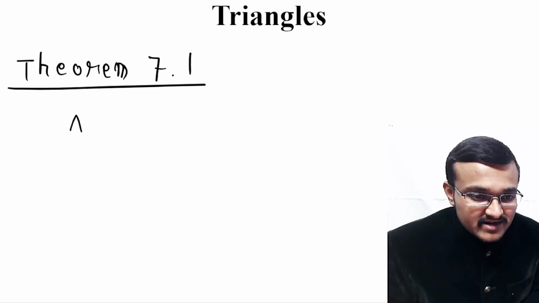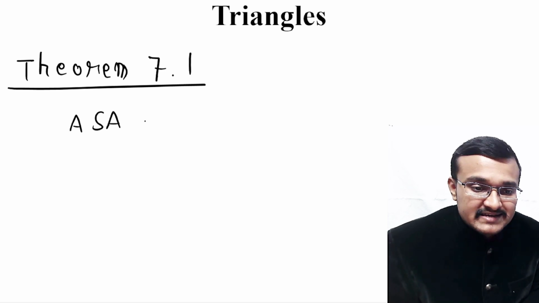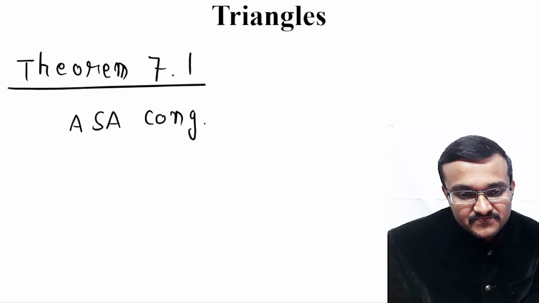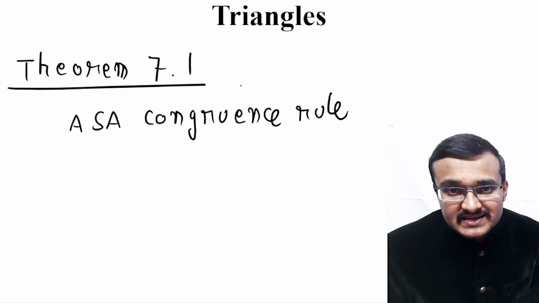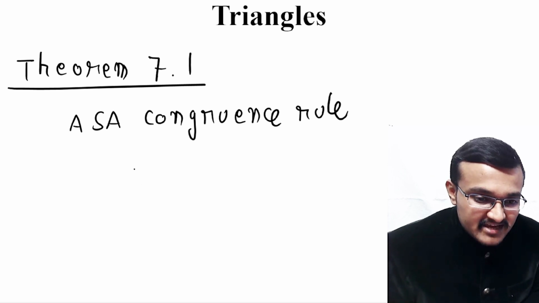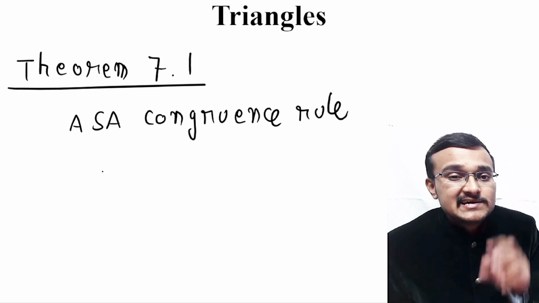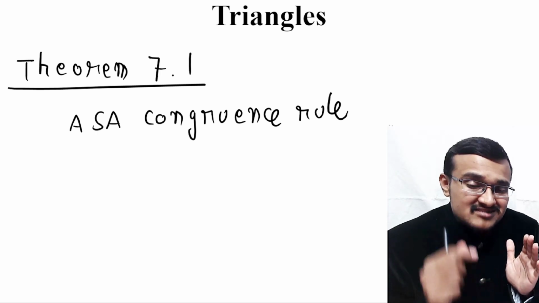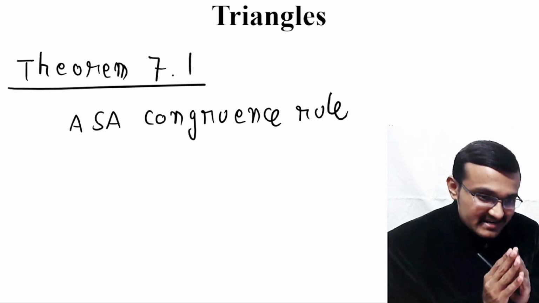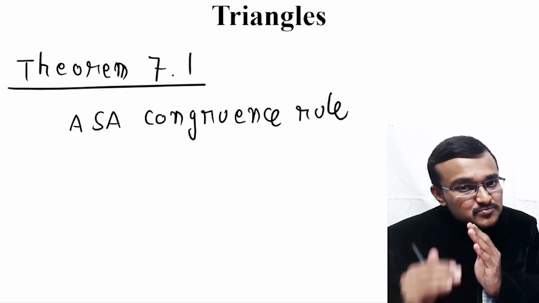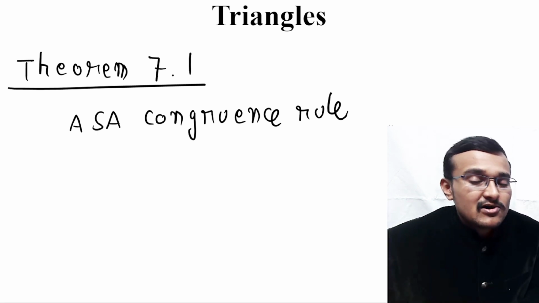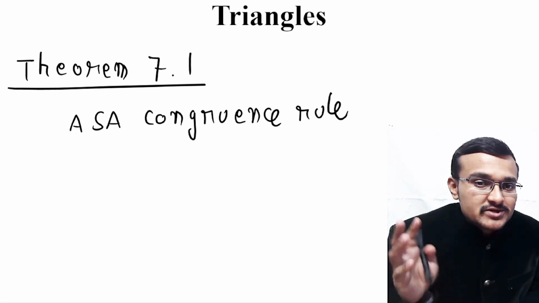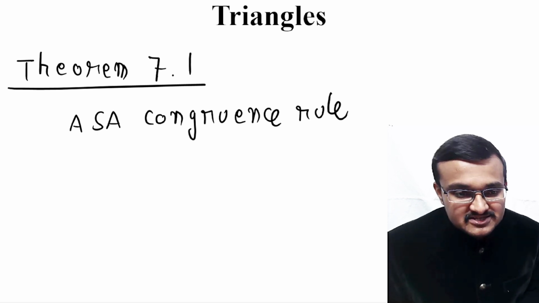In Theorem 7.1, we have the ASA congruence rule. In this ASA congruence rule, we have to prove that two triangles are congruent with each other if angle side angle of one triangle is equal to the corresponding angle side angle of another triangle. Then those two triangles will be congruent with each other.